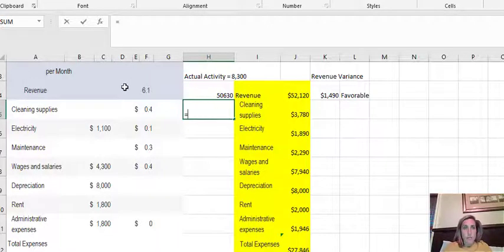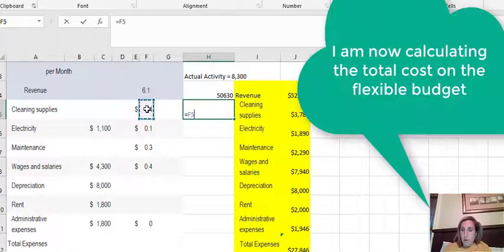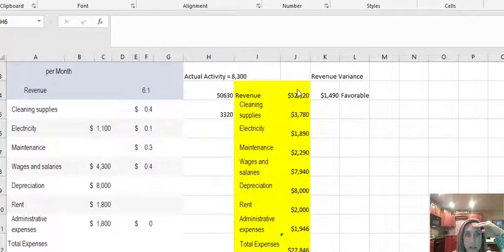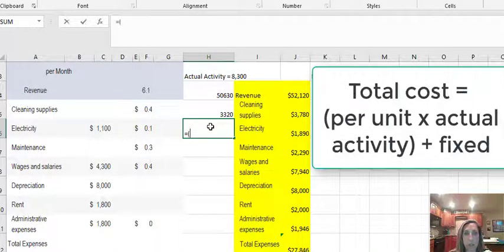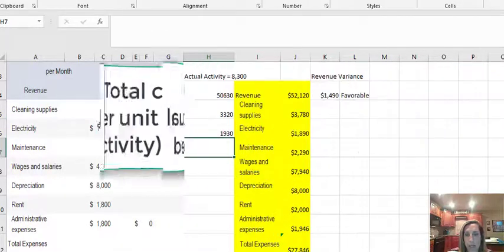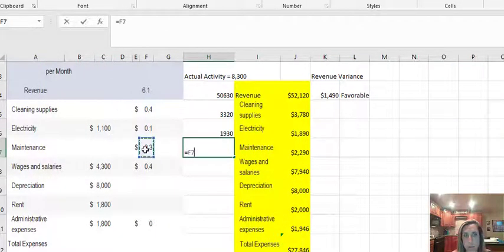So I'm going to calculate for my cleaning supplies the per unit value times the number of cars I actually washed. Now on the electricity, it has a fixed component to it. So when you calculate the total, you will need to multiply the per unit cost, mine is given as 10 cents, by the number of cars you actually washed, and then add in the fixed component. Maintenance does not have a fixed component, so it would just be the per unit multiplied by the number of cars you actually washed.